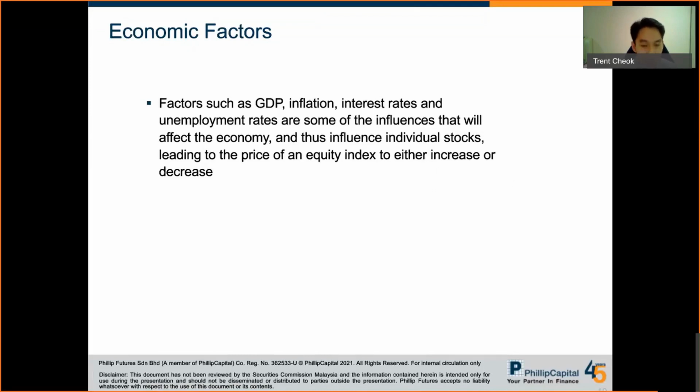So we have a lot of economic indicators that you may be aware of, like GDP, inflation, interest rate, and employment rate. All these indicators will also influence the underlying FM70 index. But I'll pay attention particularly to two indicators, which are GDP and inflation.